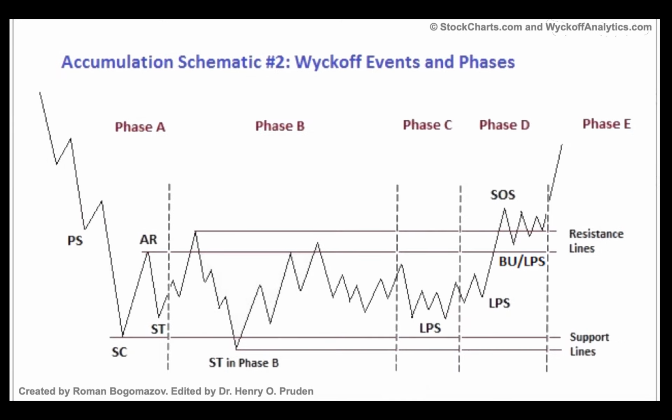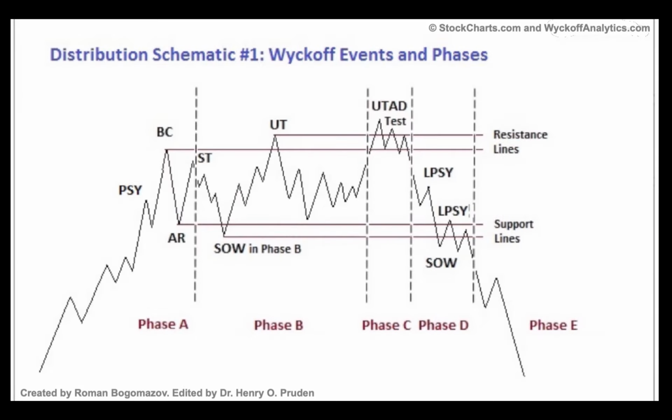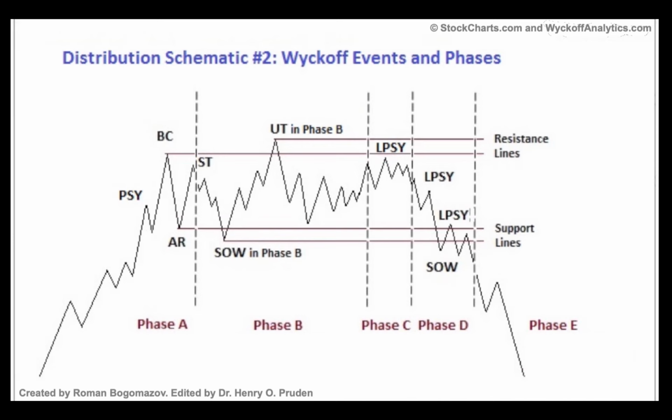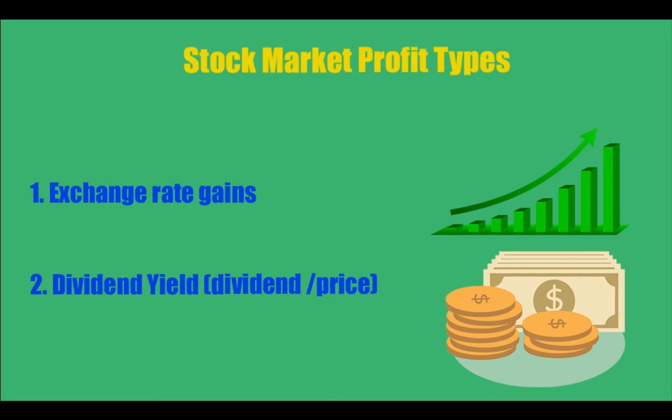Every minute of the day the market is demonstrating whether supply or demand is greater. Small 1 minute, 1 hour, daily and weekly waves gradually develop into larger waves, which eventually build into big bear or big bull market trends. Big institutional players and smart money traders take significantly large positions in these types of range price zones. There are two ways to win money on the stock market: exchange rate gains and dividend yield, dividend/price.